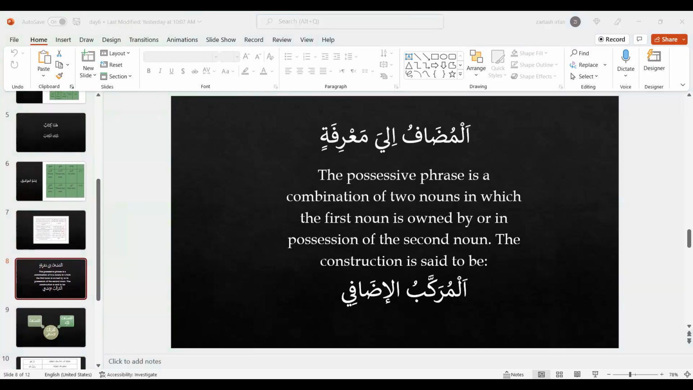So, one noun is possessed by, or in the possession of, another noun, and it is called murakkab idafi, a compound word which contains two words and shows possession. The construction is called in Arabic al-murakkab al-idafi.